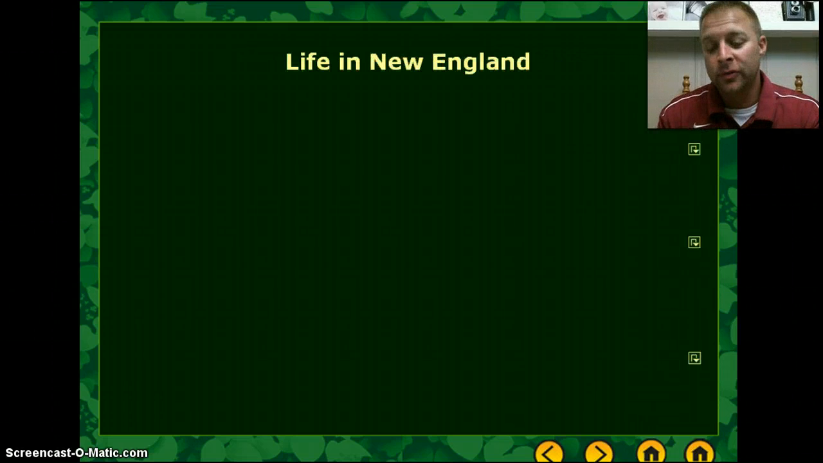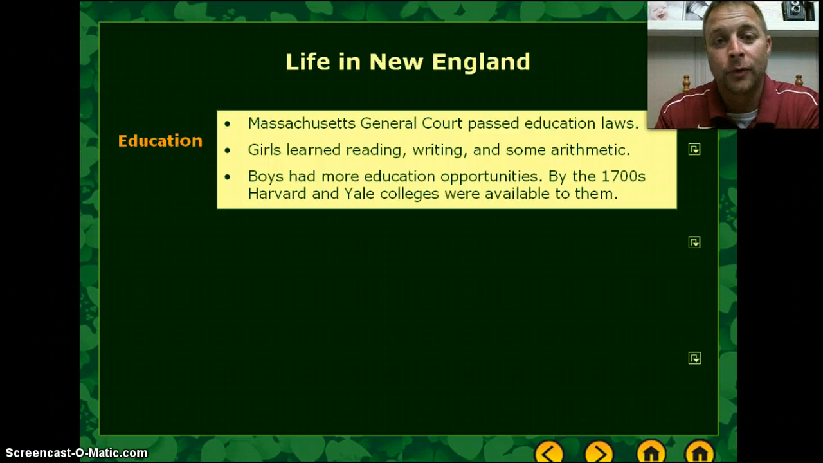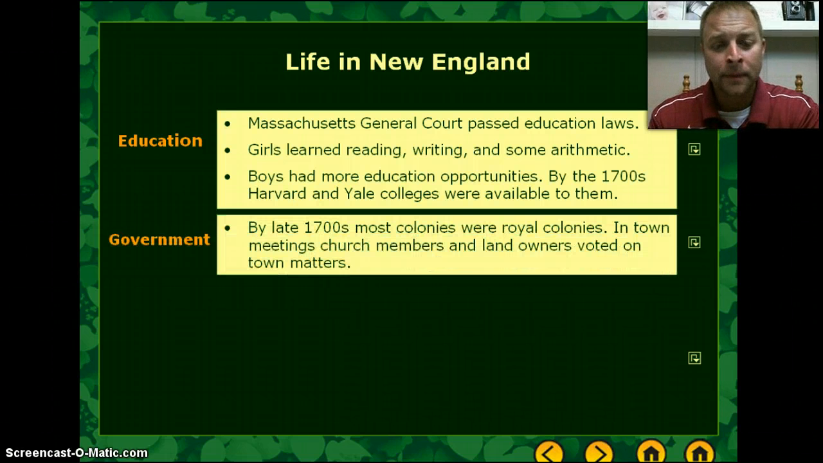Now, there were some similarities amongst the colonies that develop in New England and the northern part of the colonies. For instance, education was very important to most of these settlers. Massachusetts General Court passed education laws. Even girls learned reading, writing, and some arithmetic, some mathematics. Boys had more education opportunities, and by the 1700s, you had universities developing throughout this region, the most famous and popular of which were Harvard and Yale colleges.